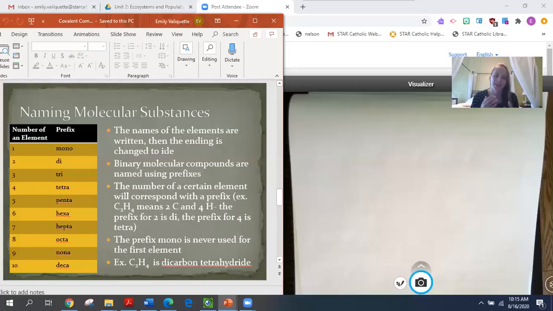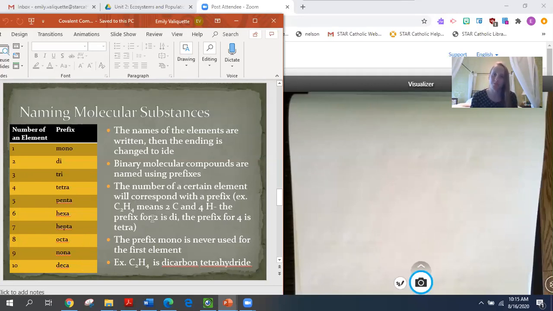Okay, so next step, when it comes to naming molecular substances, unlike ionic compounds, with molecular substances, we use prefixes. Those prefixes go before the name of every element, and they tell us how many atoms of that element are in the molecule. So yeah, you do need to memorize all of these prefixes that are in this chart here. So 1 is mono, 2 is di, 3 is tri, 4 is tetra, 5 is penta, 6 is hexa, 7 is hepta, 8 is octa, 9 is nona, and 10 is deca.